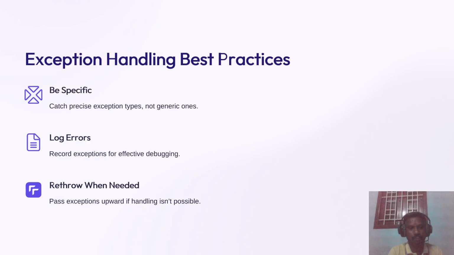Then the third important point is rethrow when it is needed. Pass the exception forward if handling it is not possible. If it is not possible, we can use the exception concept when it is needed. Otherwise, you don't need to use exceptions in your program.